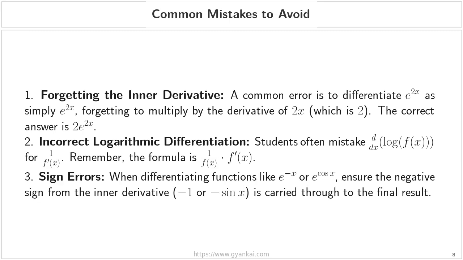Third, please be mindful of sign errors. When you are working with functions such as e to the power of negative x or e to the power of cosine x, the derivative of the inner function introduces a negative sign. Specifically, -1 or negative sine x. It is crucial that this negative sign is carried through and clearly reflected in your final answer, rather than being lost during the simplification process.